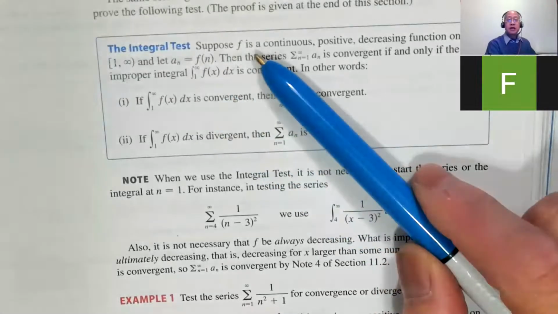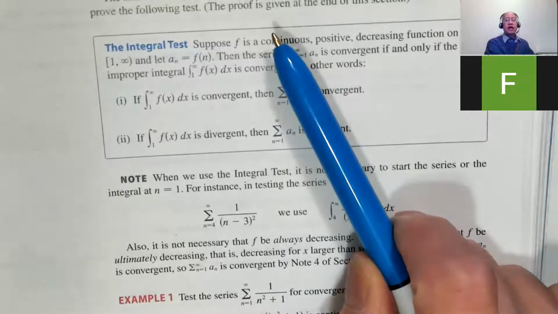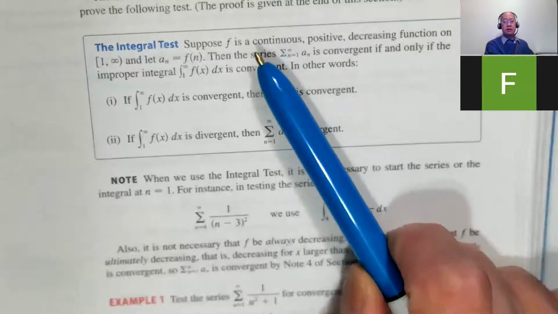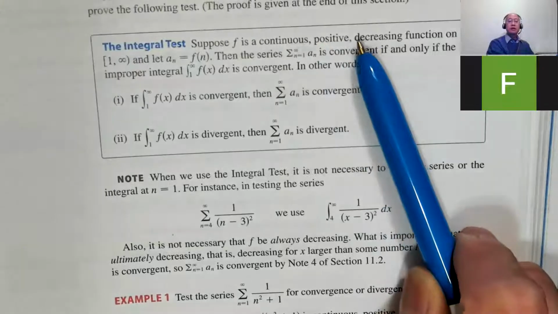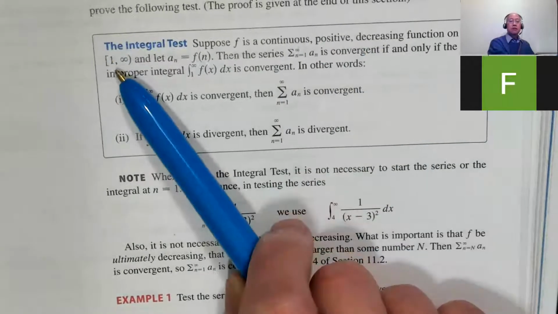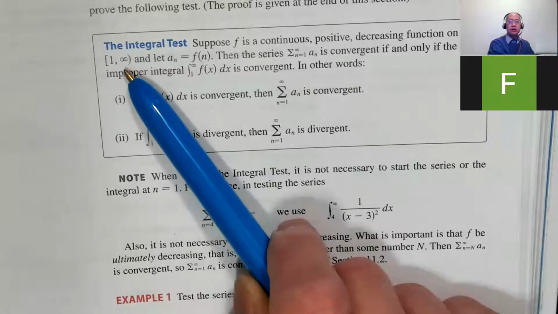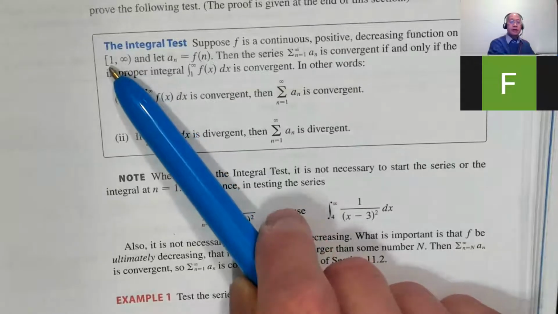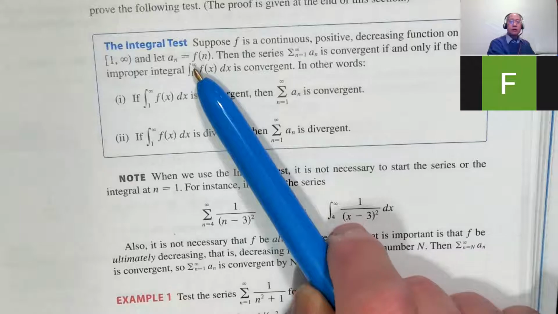Okay, suppose f is a continuous, positive, and decreasing function. All of these have to be true. And for the functions that we have, that's basically correct. Okay, it's continuous, positive, decreasing from 1 to infinity. Technically, it doesn't have to be 1. You can start at 2, 3, 4, or anywhere. But let's just leave it as 1 for now. And that a sub n equals f of n.